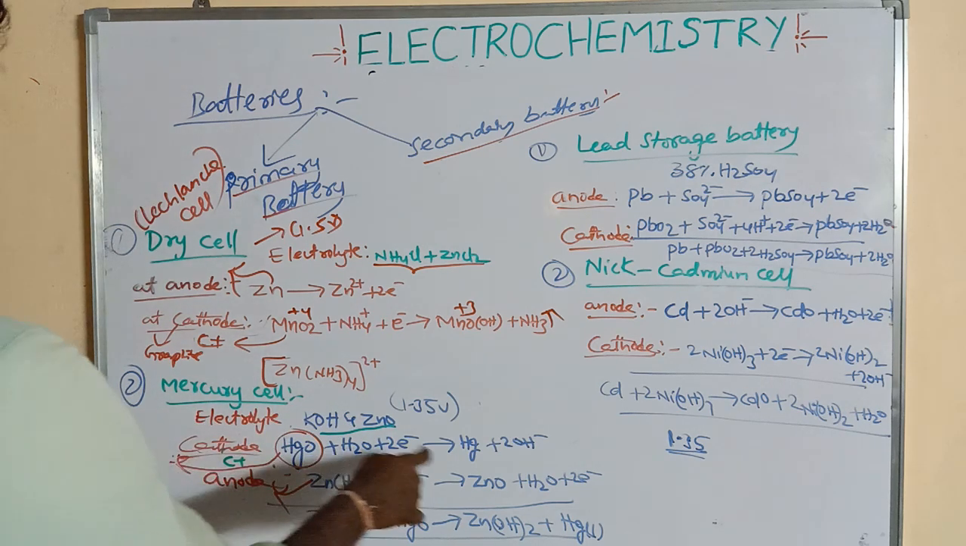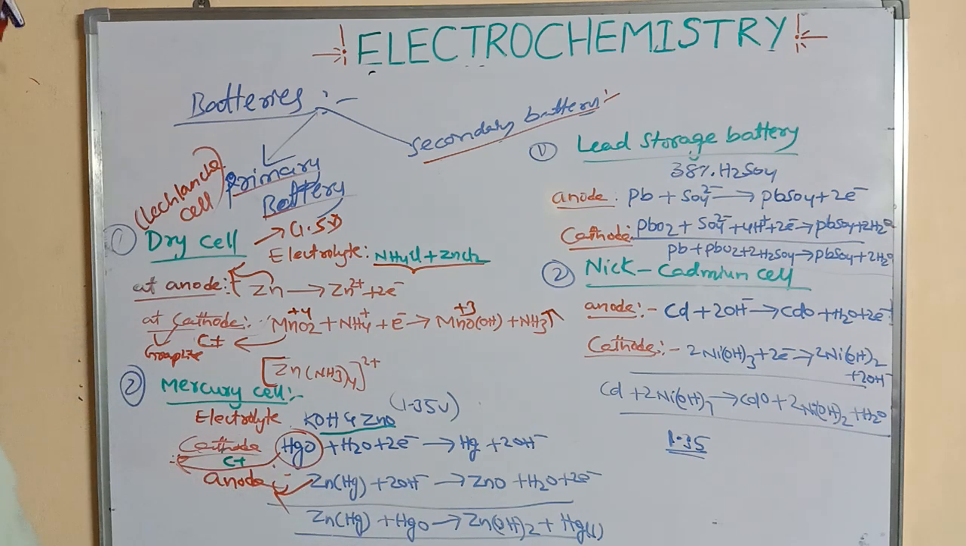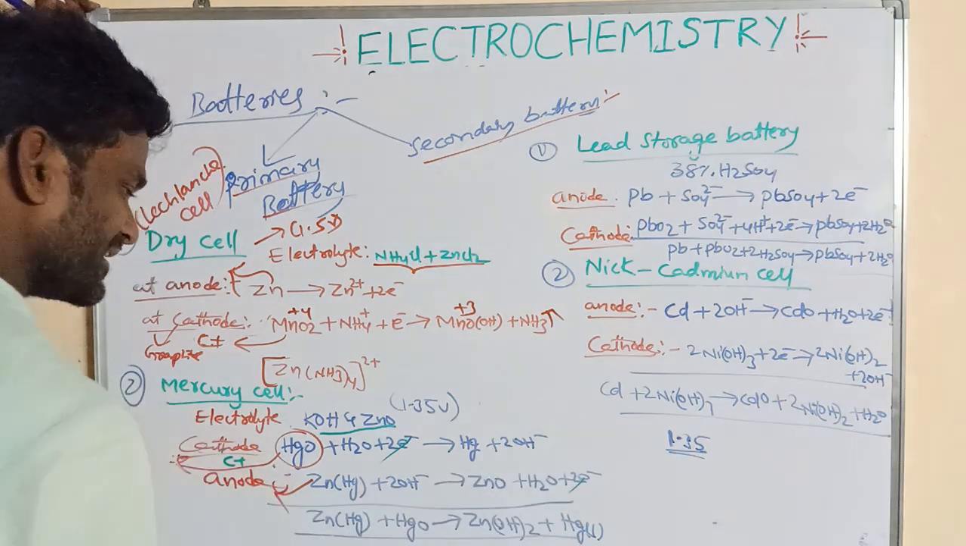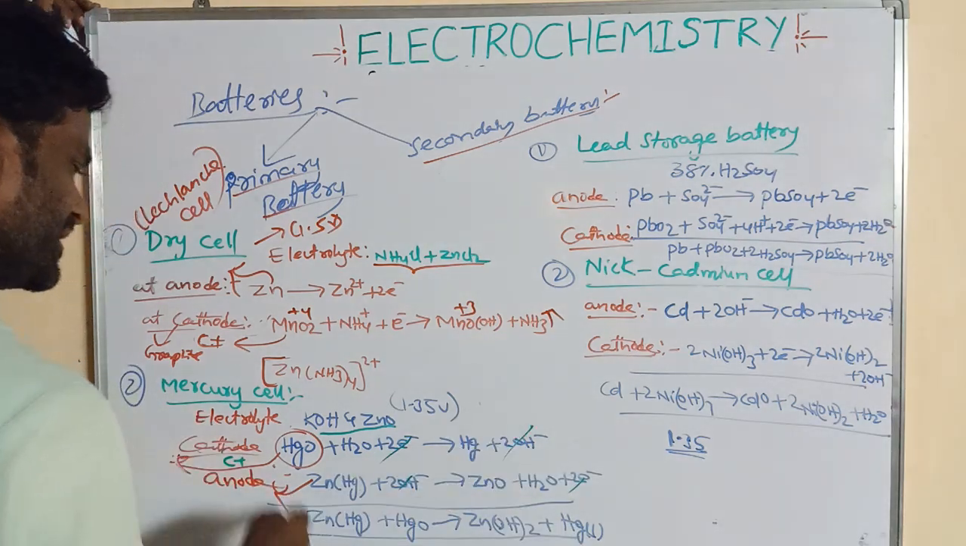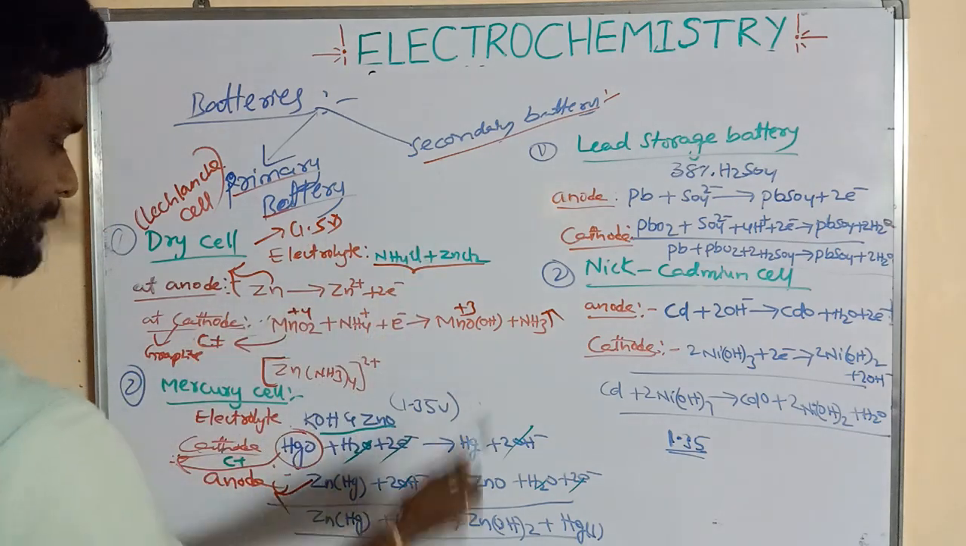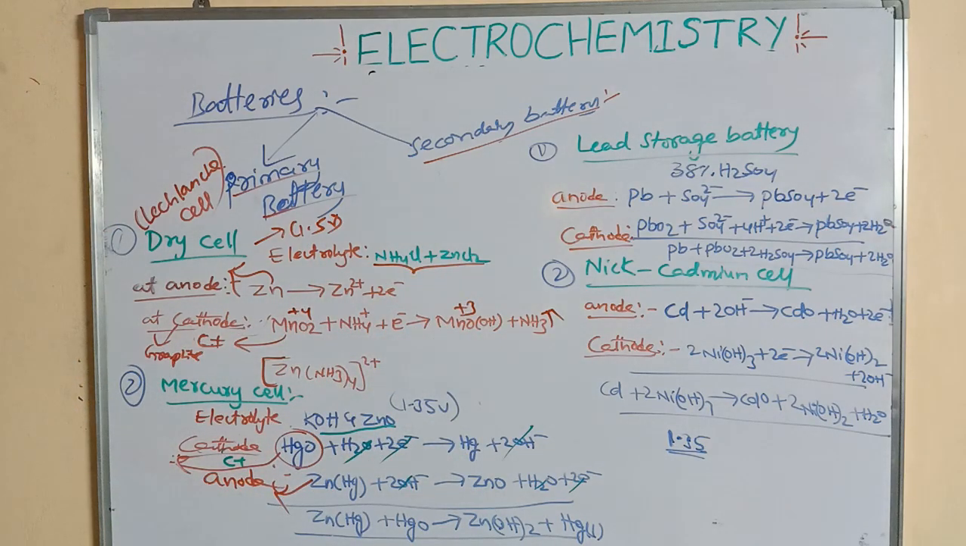These are the chemical reactions that occur in this cell. This is the overall reaction. In the overall reaction, these electrons can be cancelled, these 2 OH minus can be cancelled, and H2O can be cancelled. The remaining reactions can be written from the left side and right side. So what is its voltage? 1.35 volts.